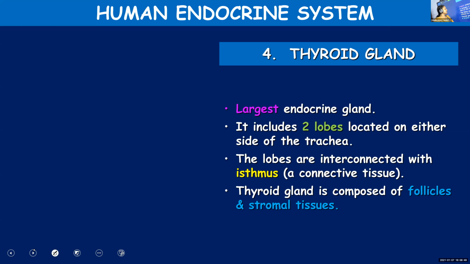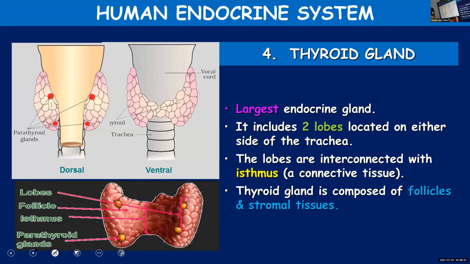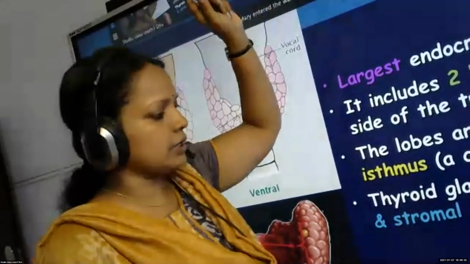The thyroid gland is made up of follicles and stromal tissues. Here you can see the two lobes, interconnected by means of the isthmus. In the second figure, you can see both the lobes interconnected by the isthmus, and these lobes are made up of follicles and also stromal tissues. Okay, we'll continue next class.